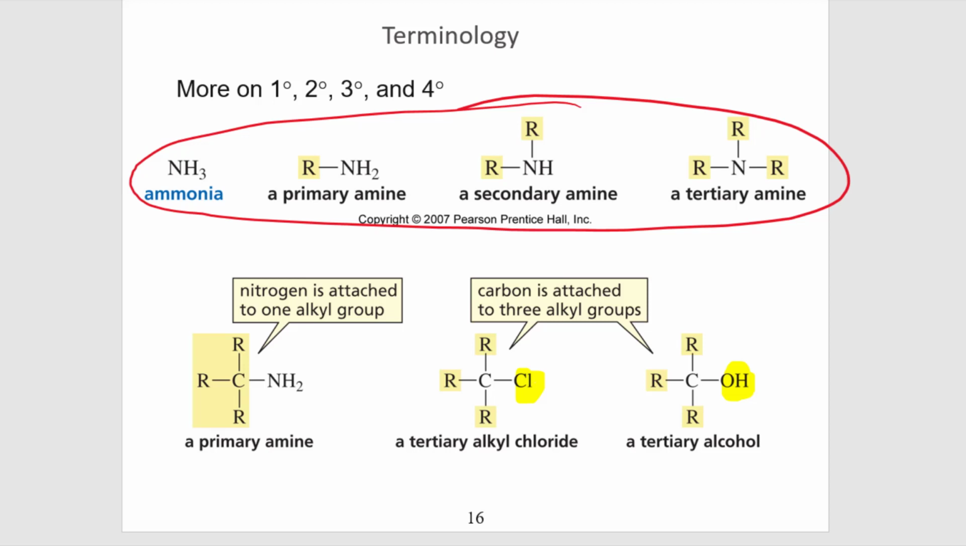However, groups like chlorine and alcohol, those are defined based on the carbon it's attached to. If the carbon it's attached to has 3 carbons off of it, it's a tertiary alkyl chloride. If the alcohol is on a carbon with 3 R groups or carbon groups around it, it's a tertiary alcohol. So it's slightly different in that terminology. You'll get used to it as we go along.